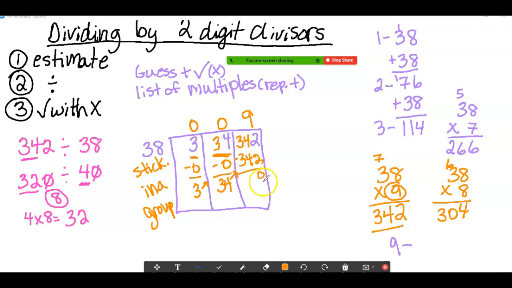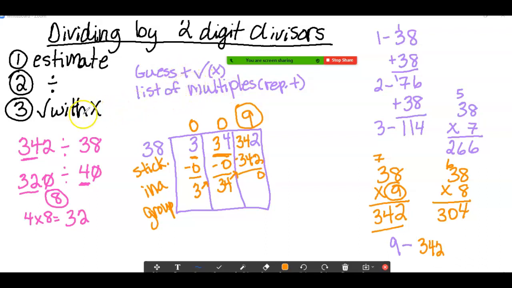And I have no remainders. So my quotient is 9. Now, again, if I had done out my multiples and I had my 342 down here, that work would have already been done, and I wouldn't have had to do guess and check. But it's totally up to you whether you want to do repeated addition or guess and check.